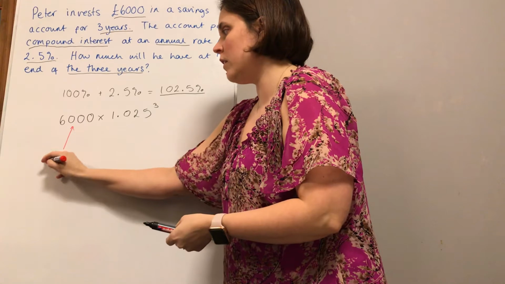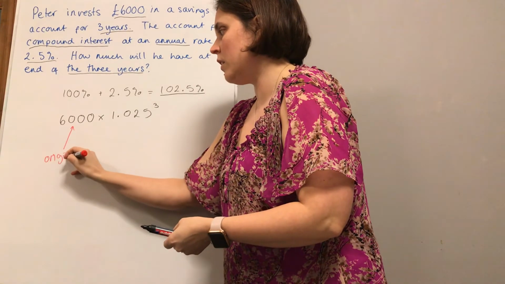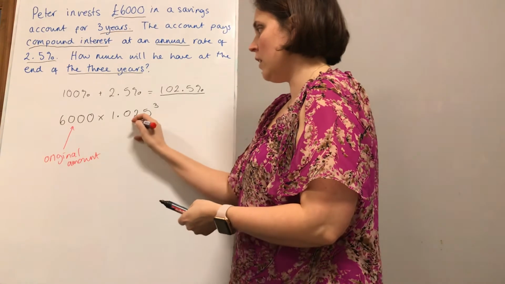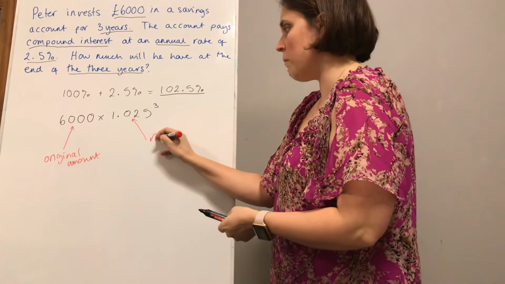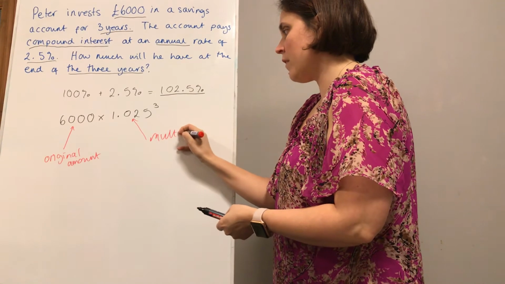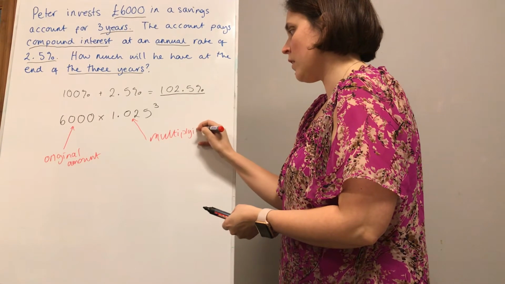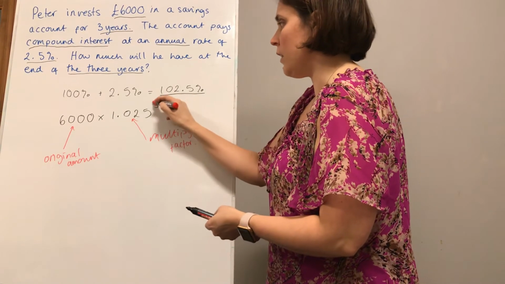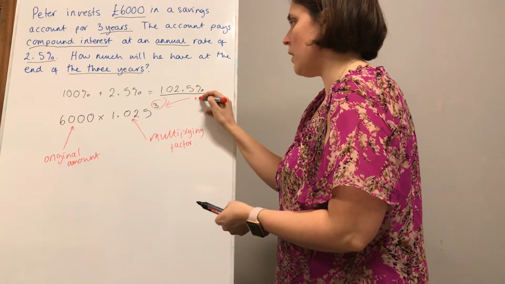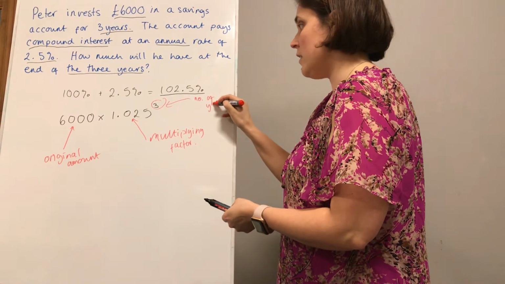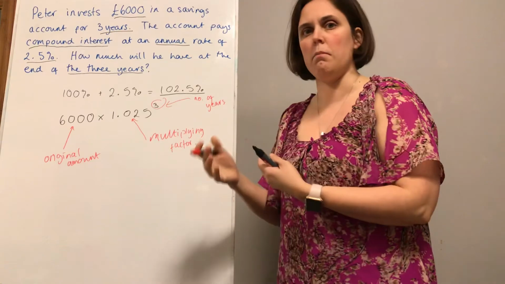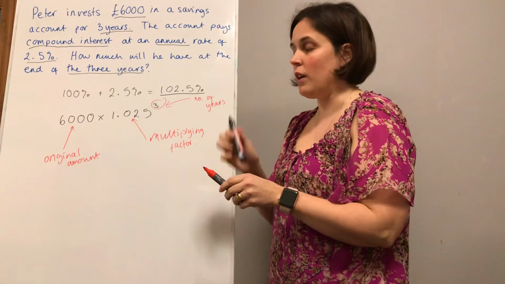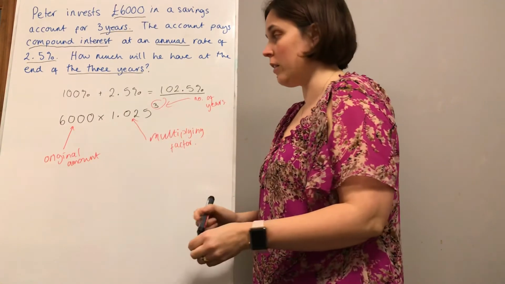So this here is the original amount, okay? That number there is your multiplying factor. And that number will be the number of, in this case, years, but it could also be, you know, if it's months or weeks or days even, it could be that. And that's all you have to do, and you literally just type that into your calculator.